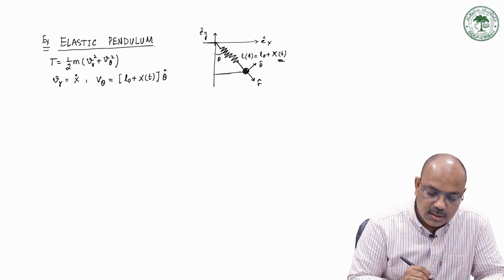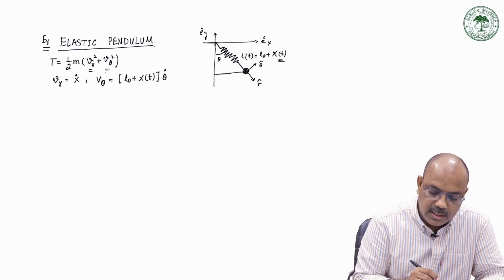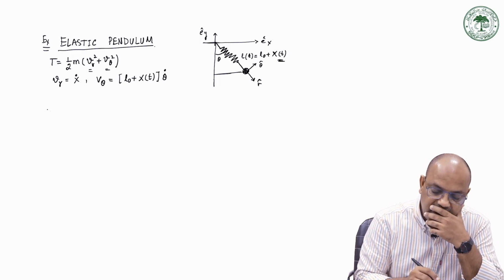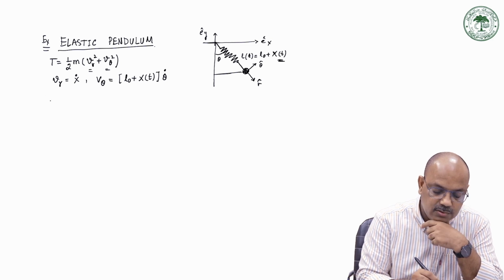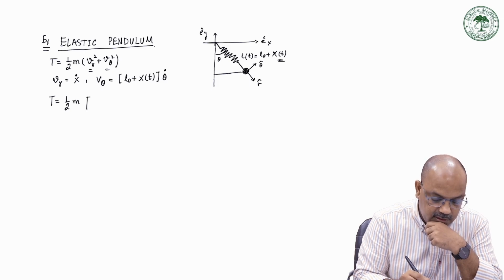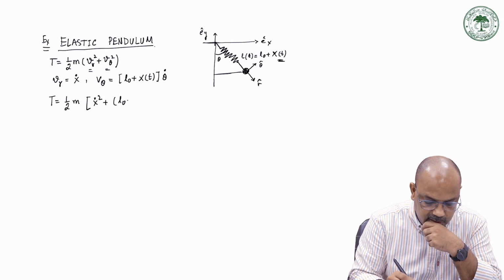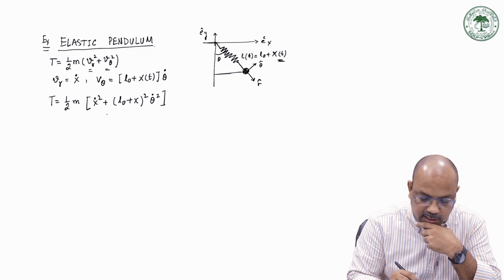Theta dot. So I have Vr and V theta square. So I can write this Vr as x dot square. So the kinetic energy will be half m times x dot square plus L naught plus x square theta dot square. So this is what you have as your kinetic energy.